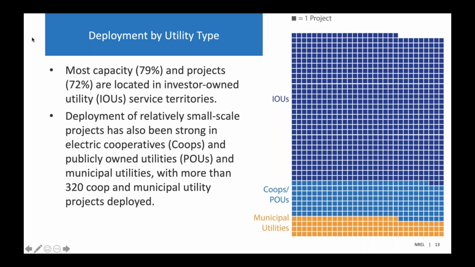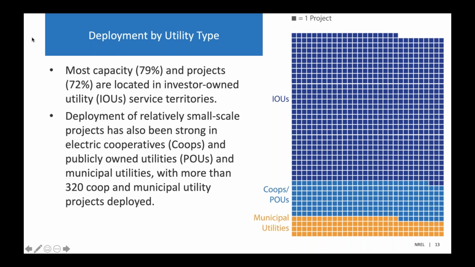However, cooperatives, publicly owned utilities, and municipal utilities have also embraced the community solar model in a big way. These projects tend to be much, much smaller, but there are a relatively large number of these projects, as illustrated here on the right, roughly 320 cooperative and municipal utility projects deployed across the country. So those are the high-level stats.